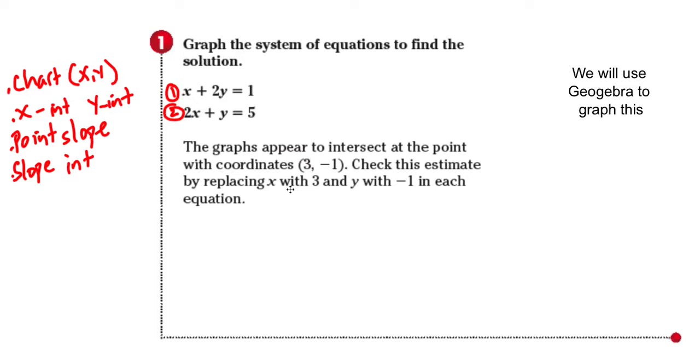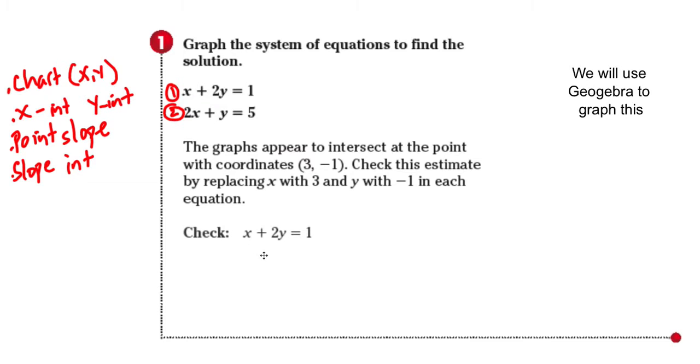Then check this estimate by replacing x with 3 and y with negative 1 in each equation. If you notice, it's saying check this estimate. This only shows you that when you are using the graphing method to solve a system of equations, it is not an exact science. That's the reason why it's saying check this estimate, because you can make a mistake when you graph this. So let's do that right now.